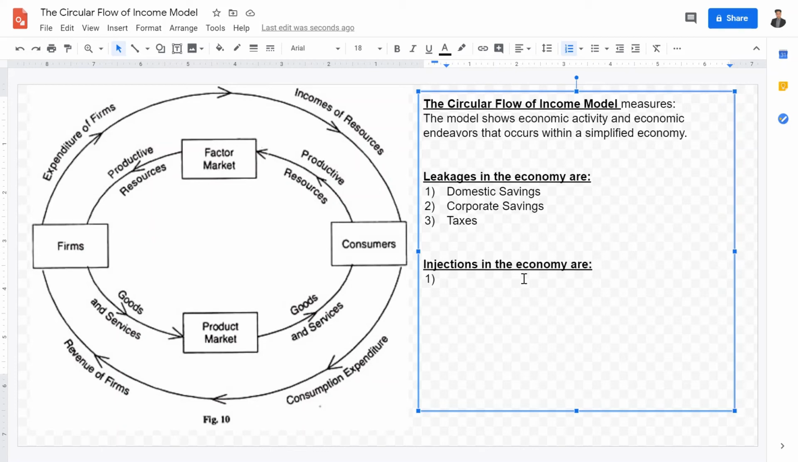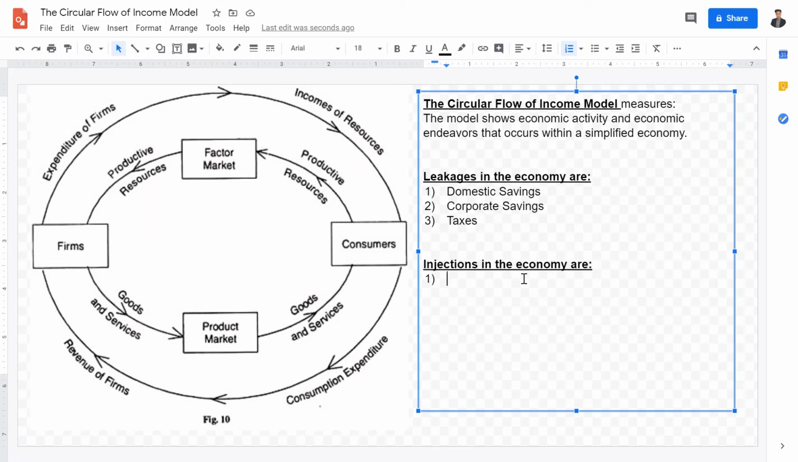Leakages, therefore, are very bad for the economy. Saving is in some sense bad for the economy, but good for the individual doing so. Once again, this is the tragedy of the commons, where people act in self-interest instead of the interest of the collective.